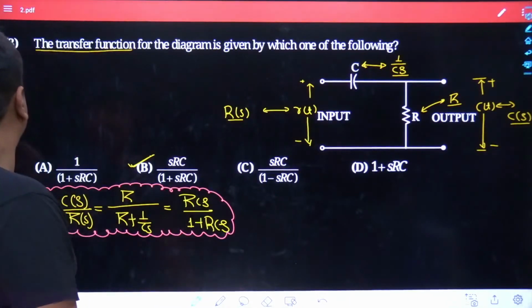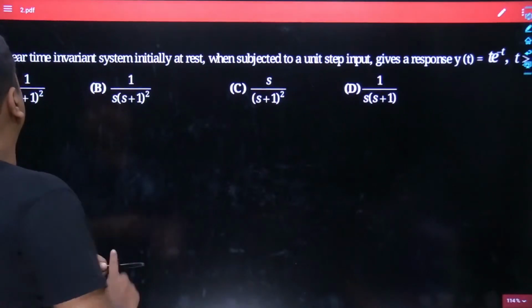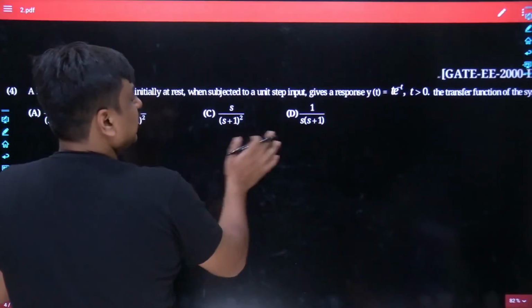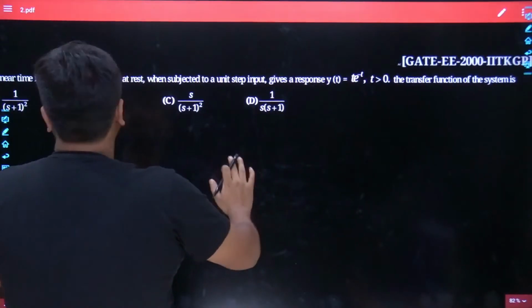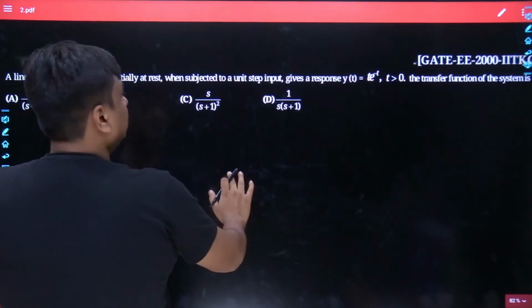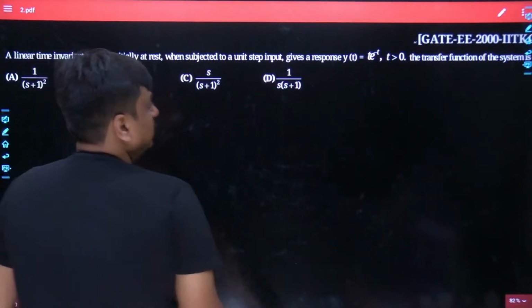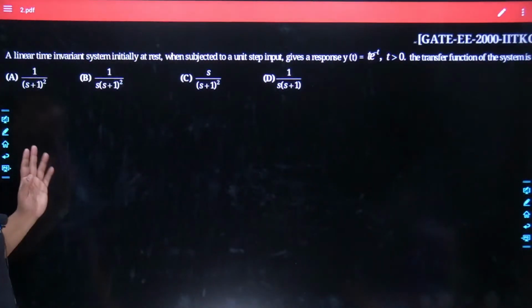In the same sequence, let me move forward to this question, which came in GATE Electrical in the year 2000. The problem was framed by IIT Kharagpur. Anyways, let me expand this problem. Read this problem carefully and try to get its best answer. See what the problem states.